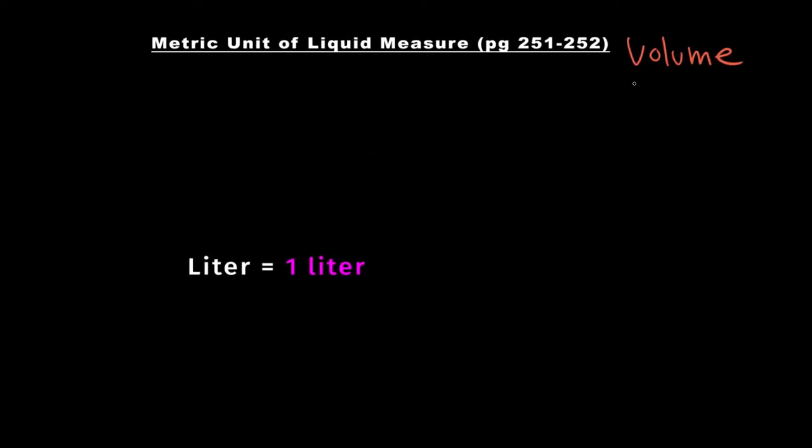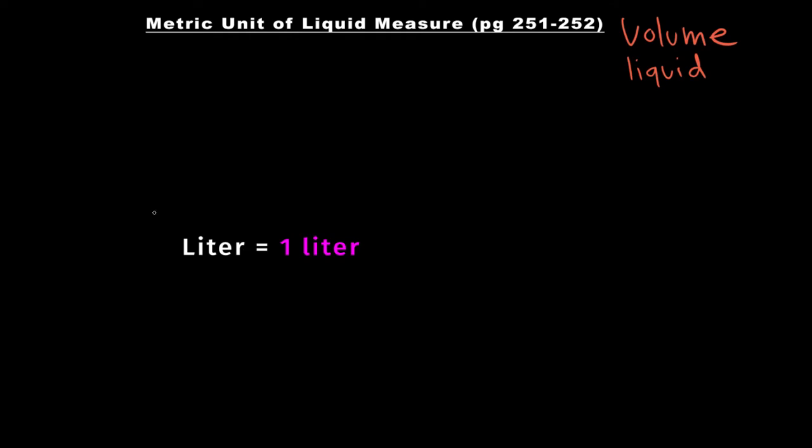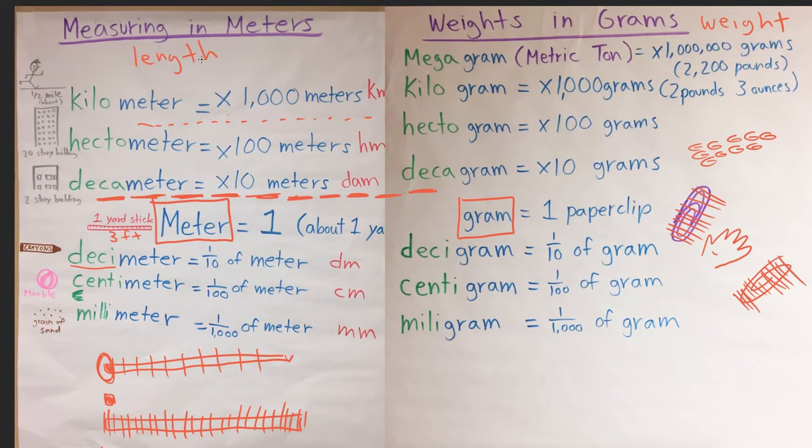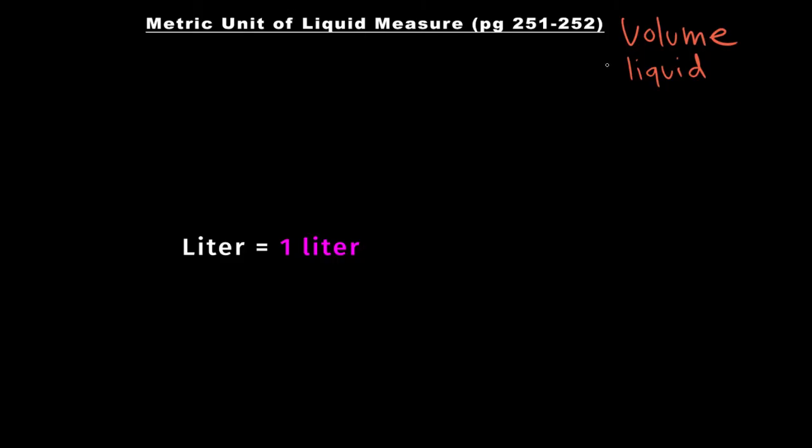Okay, we also use this to measure liquids too, how much liquid there is. All right, so the base unit, just like the base unit for measuring in length and weight is meters and grams, the base unit for measuring liquids or volume is the liter. So you might be asking yourself, how much is 1 liter?